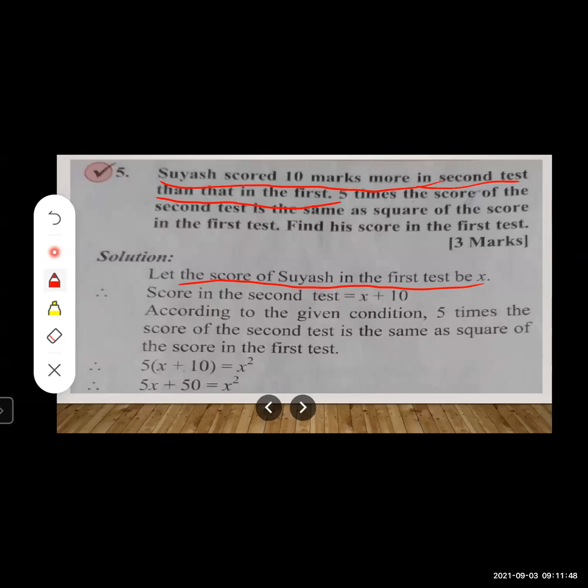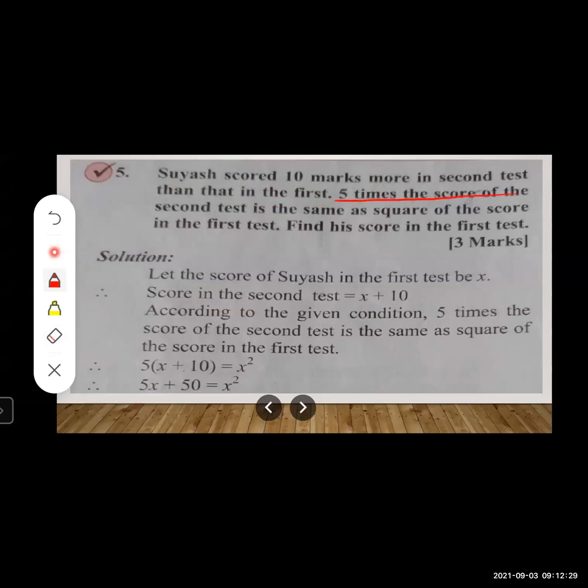First of all, we need to know the score in the first test. Then only can we write the score in the second test, right? So let the score of Suyesh in the first test be X. So what will Suyesh score in the second test? X plus 10. Why? Suyesh scored 10 marks more in the second test than in the first test. If the score in the first is X, obviously the score in the second will be X plus 10.